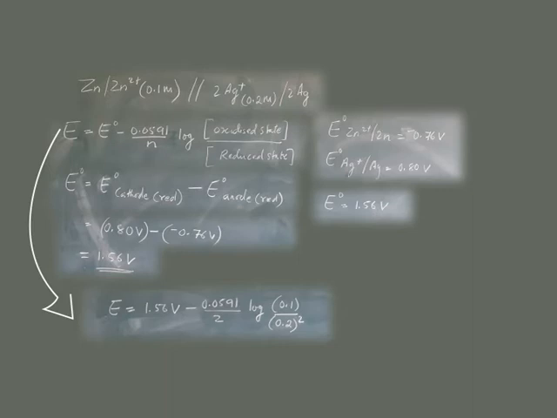1.56 minus 0.0591 by. Now I know you will have some confusion here, because how many electrons are involved? 2 electrons. Here, when you take only 1 silver, it is consuming only 1 electron. But since we are taking 2 silver, the 2 electrons that are released from here will be consumed by 2 silver ions. 1 silver will take 1 electron and another silver will take another electron. Therefore, N will be 2 here.